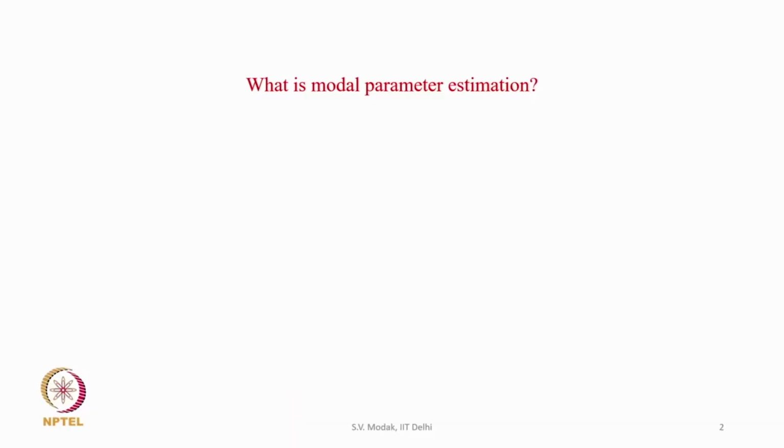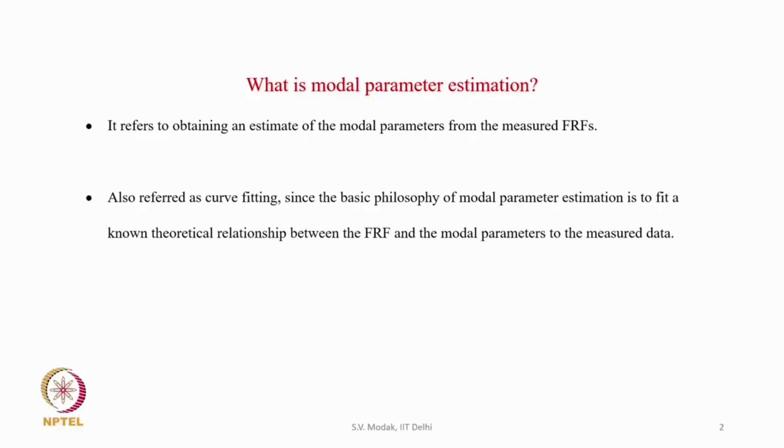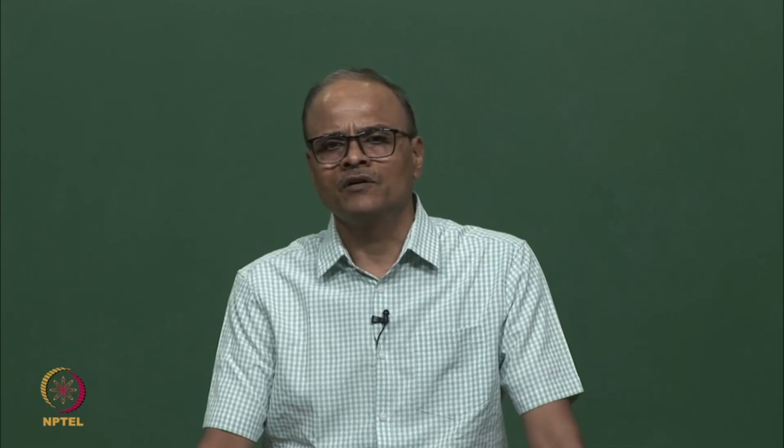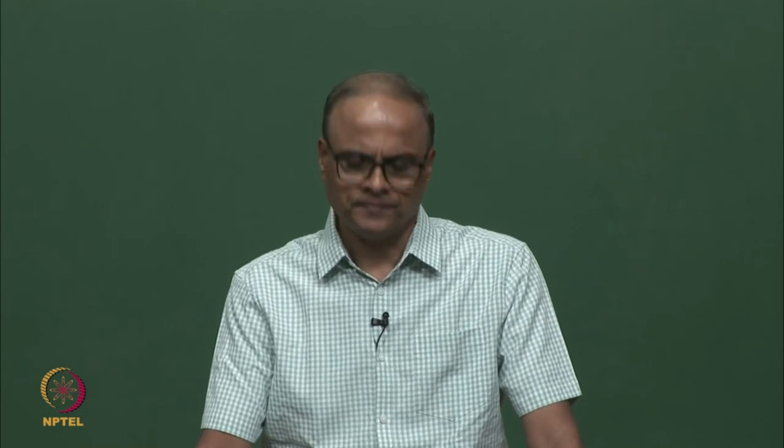So what is modal parameter estimation? Modal parameter estimation refers to obtaining an estimate of the modal parameters from the measured FRFs. So we have the measured FRFs and from them we have to obtain the modal parameters, that is the natural frequency, mode shapes and damping factors of different modes which appear in the FRF. Modal parameter estimation is also referred to as curve fitting. This is because it essentially involves fitting a known theoretical relationship of the FRF and the model, or IRF and the model, to the measured FRF or IRF. That is why this process is also called curve fitting.